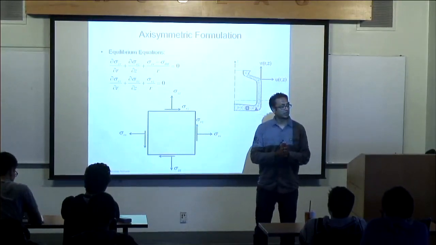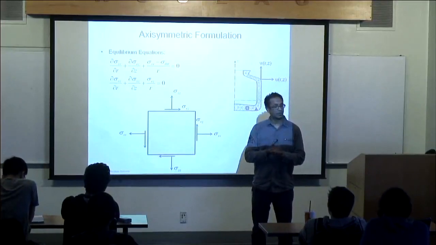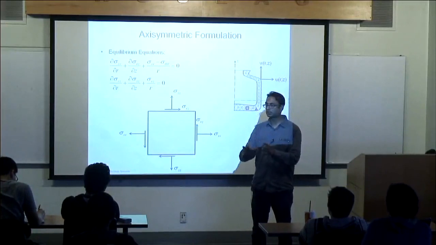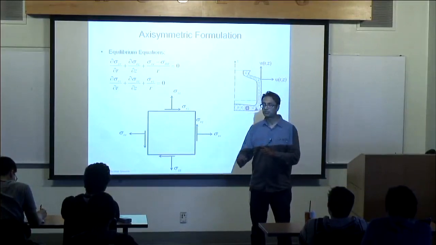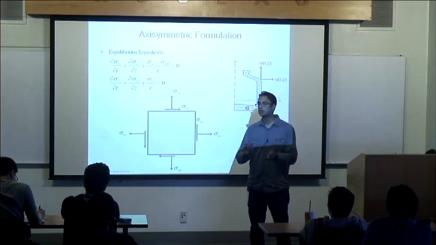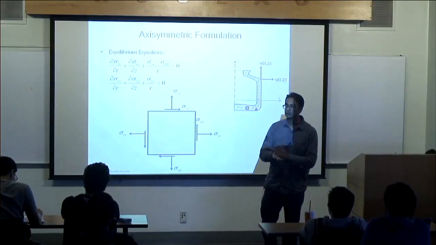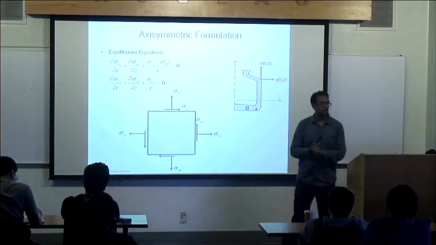So we're going to make that a problem like that. You can do it by hand and you will get PR over 2T and PR over T, and you can compare against your hand calculations and Abaqus. So we'll do it that way. It's a good, simple problem for axisymmetric modeling.